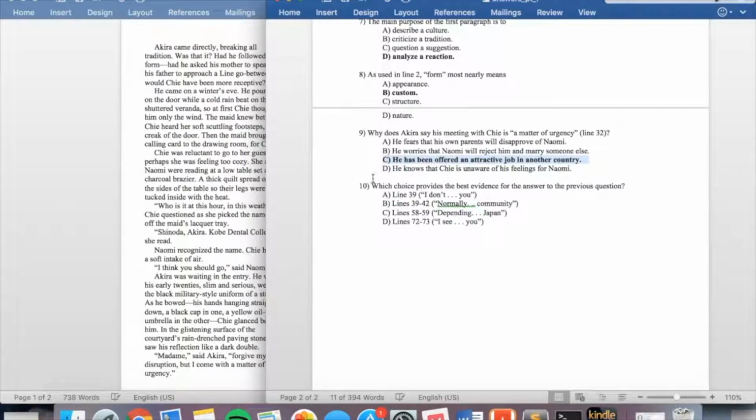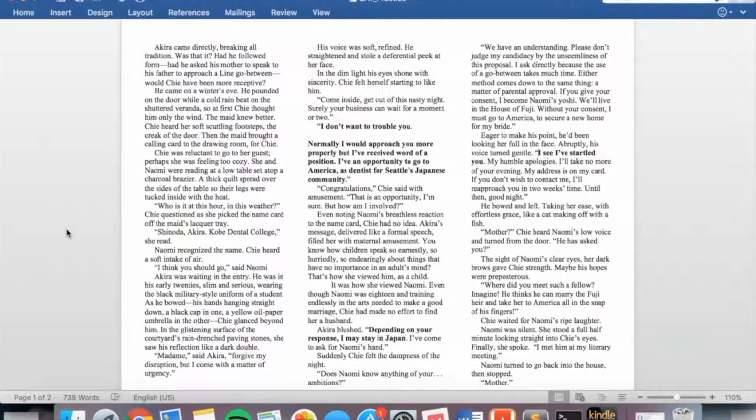Now let's see if we can find things that support that in 10. So go back to the passage, and here are 10's answers. So A is, I don't want to trouble you. That doesn't really add much. B, normally I would approach you more properly, but I've received word of a position. I have an opportunity to go to America, etc. And so this provides really good evidence that he's being urgent, which he normally would not do, but he's being urgent because he has a new opportunity. So again, great evidence there.